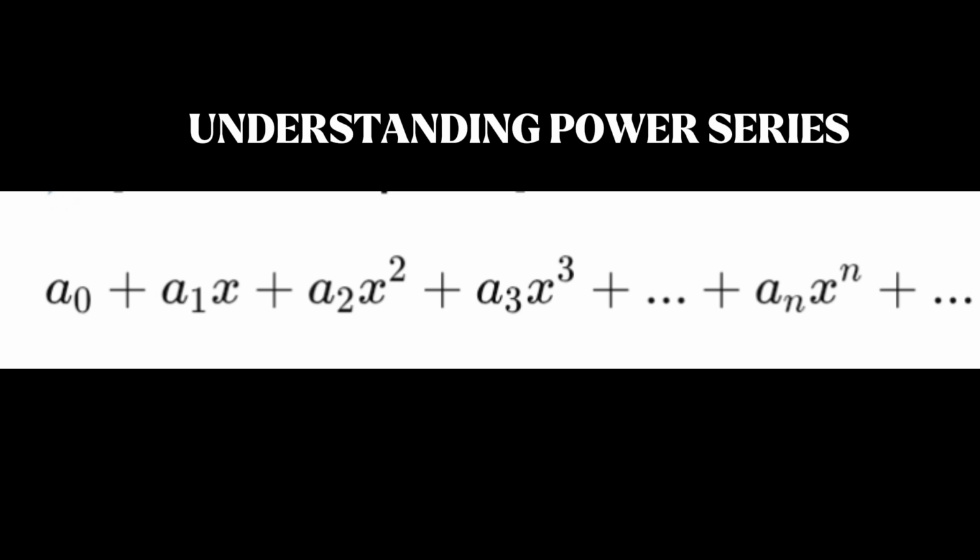Understanding power series. A power series is an infinite series that looks like this: A sub 0 plus A sub 1 x plus A sub 2 x squared plus A sub 3 x cubed, and so on. Each term has a coefficient and x is the variable. Think of it as a never-ending polynomial, but not all power series make sense for every x. To figure out where they work, we need to check convergence, which brings us to our next topic.